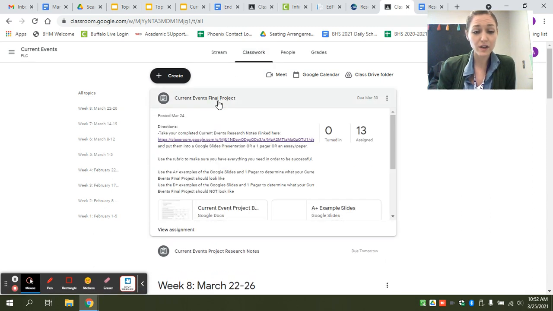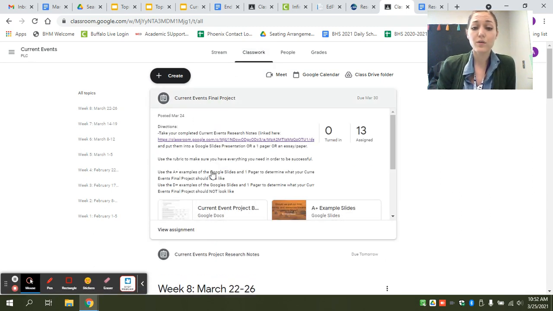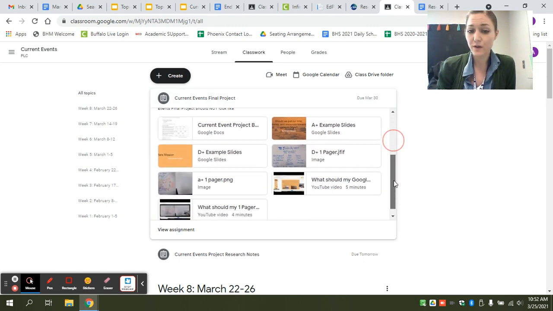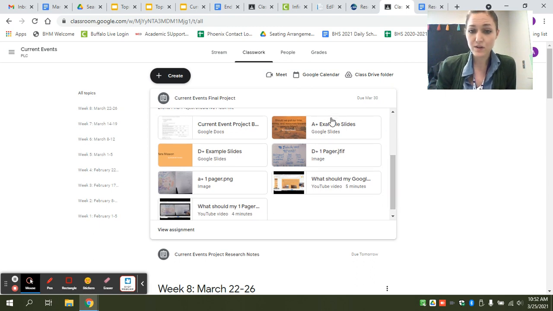All right, so if you're ready to move on to that Google Slides, one-pager, or paper, go ahead and take a look at these examples right here to get an idea of which one you'd be most comfortable with. Here's an A+ example of the slides, a D+ example of the slides, so you know what to do and what not to do. Here's an A+ example of the one-pager, a D+ example of the one-pager, so you know what to do and not to do.